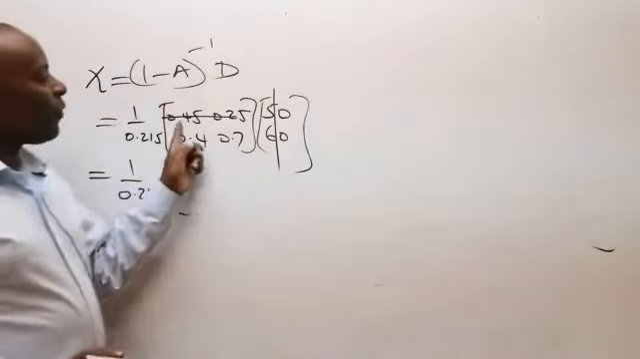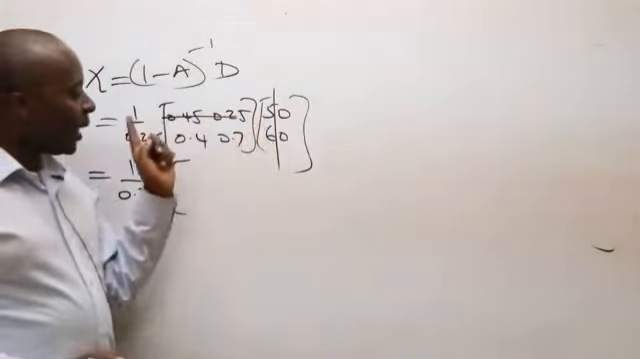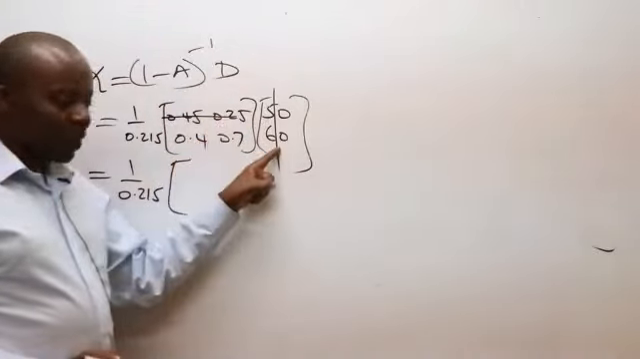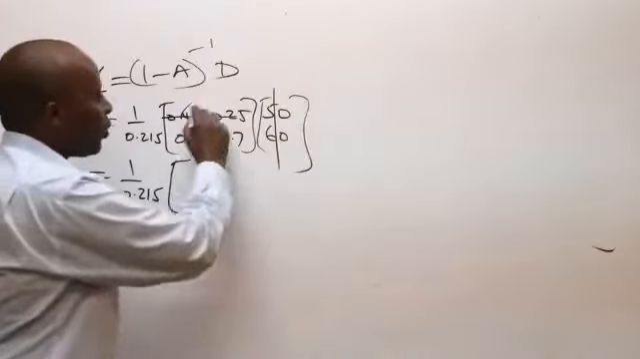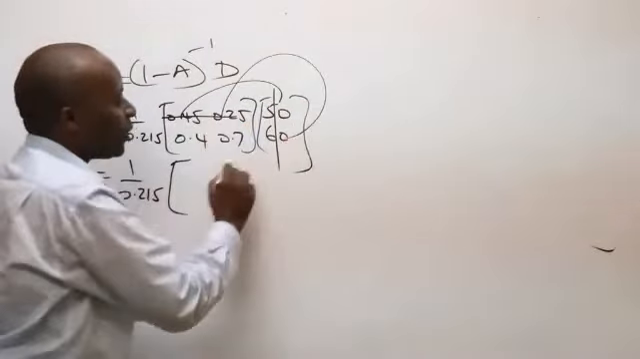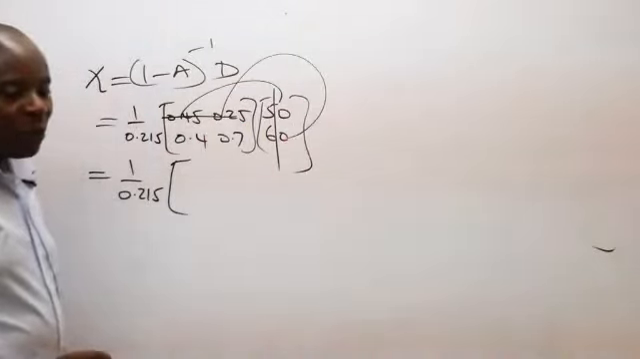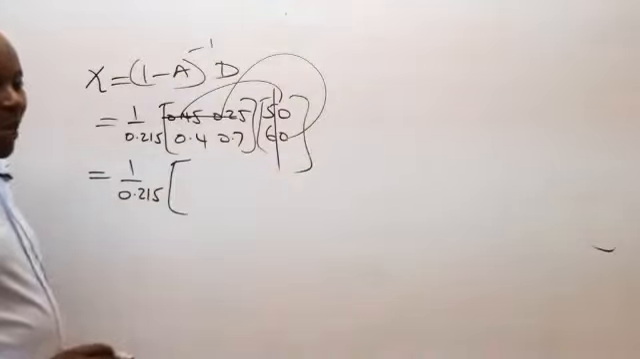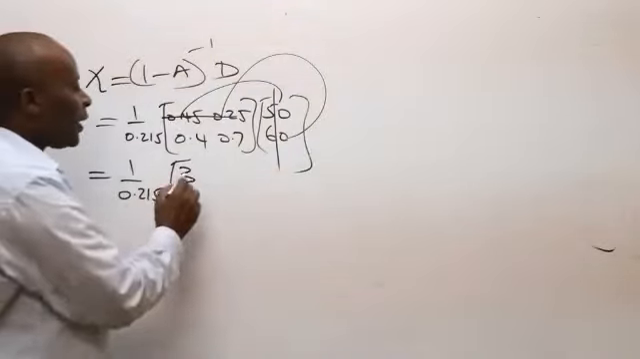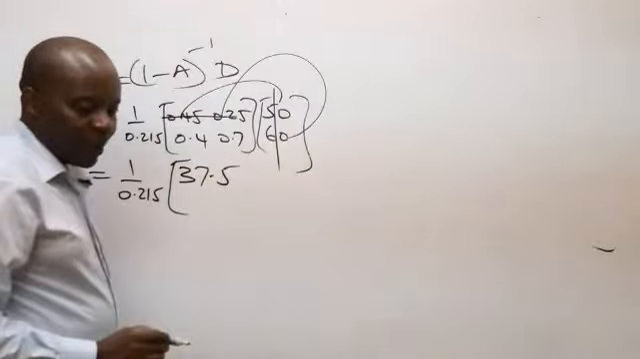You say 0.45 times 50 plus 0.25 times 60. Remember, it is first ones multiplied plus second ones multiplied. So I'm told that it will be 37.5.